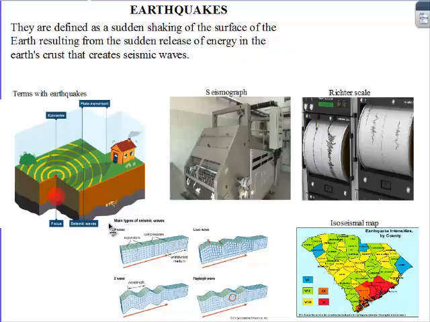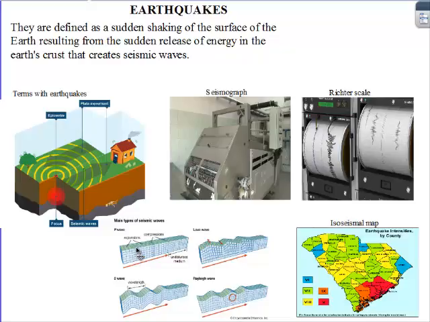We looked at the types of seismic waves. We talked about the body waves and the surface waves. We said the body waves travel through the earth rather than across a surface. We looked at the types, where we said we have two types, the primary waves or the P waves and the secondary waves or the S waves.